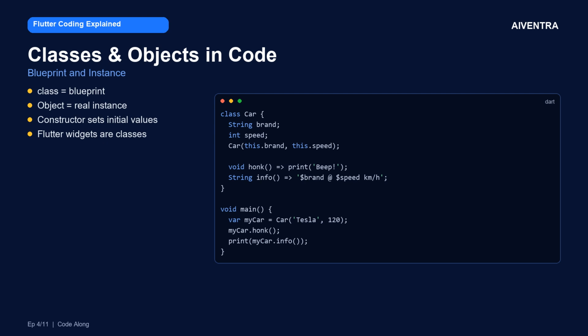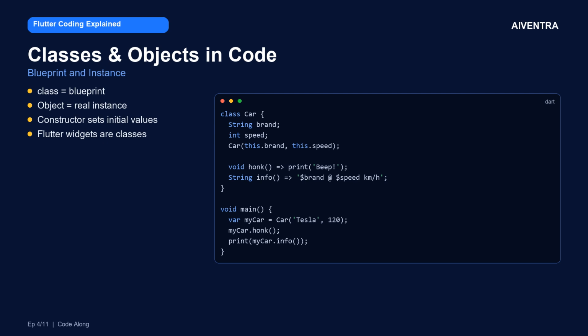Each object has its own data. You could create another car with different brand and speed. In Flutter, Text is a class. Container is a class. Your HomeScreen is a class. When you write Text('hello'), you are creating a Text object. When you write class HomeScreen extends StatelessWidget, you are defining a new widget class.